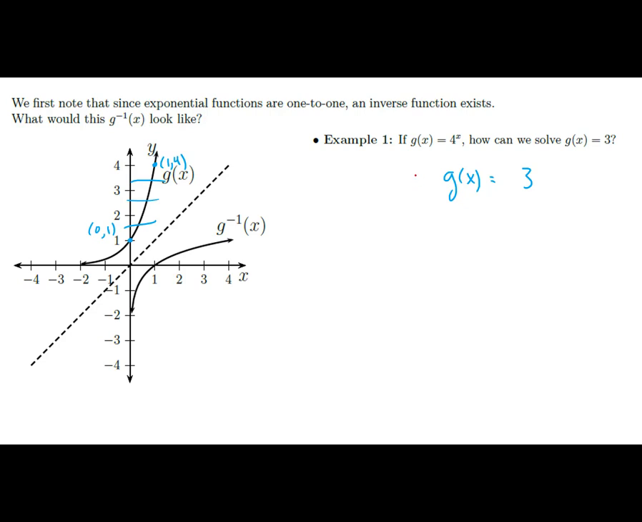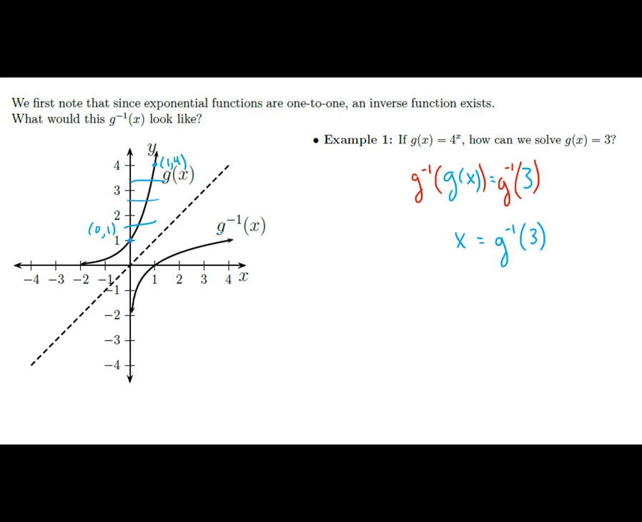So if I was to take that function, whatever it happens to be, and I take the inverse of both sides of this equation, then I know that's going to solve that equation for me. I know that on the left side, the inverse undoes the function g and just gives me x back again. And then whatever that inverse function evaluated at 3 is going to be my answer.